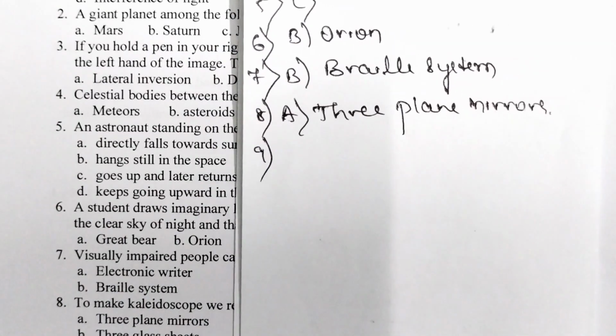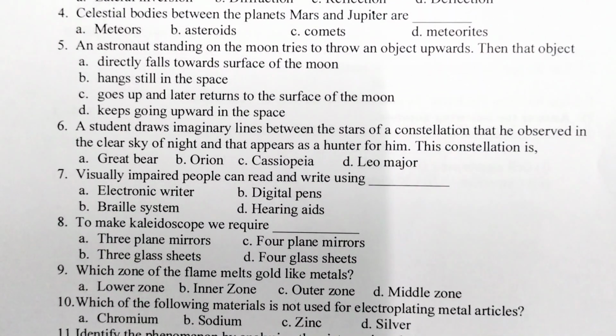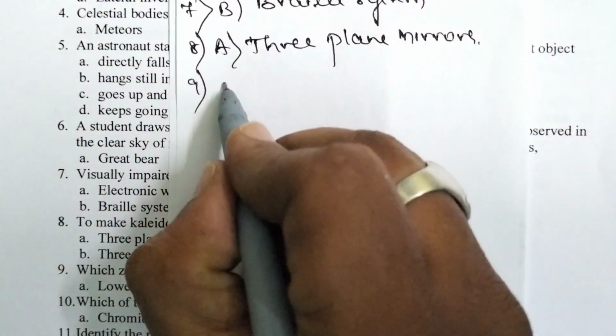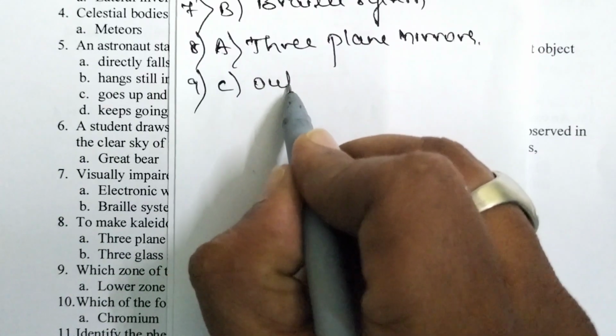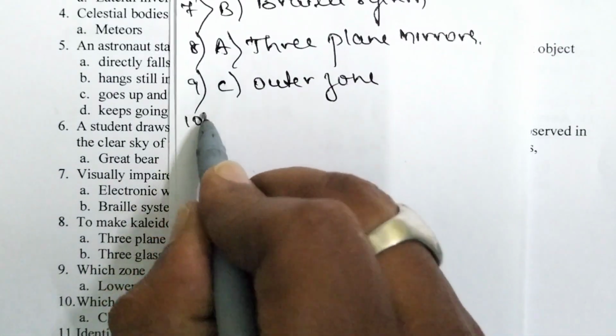Then coming to the ninth question: which zone of the flame melts gold like metals? Lower zone, inner zone, outer zone or middle zone. The right answer for this question is option C, that is outer zone. This is used by the goldsmith.